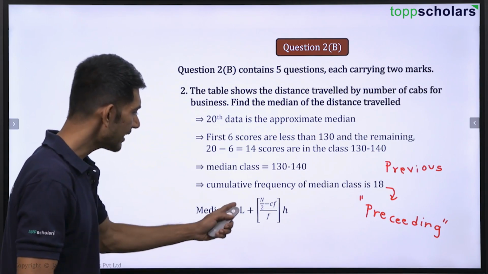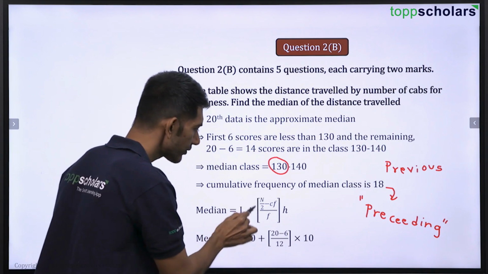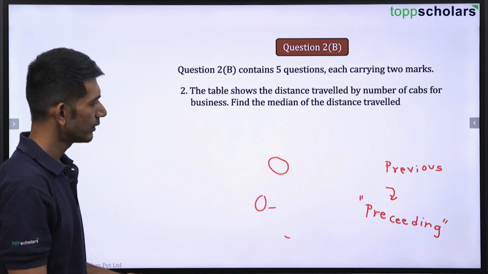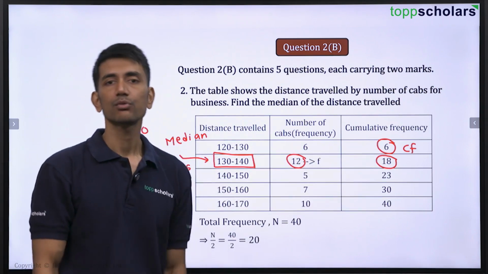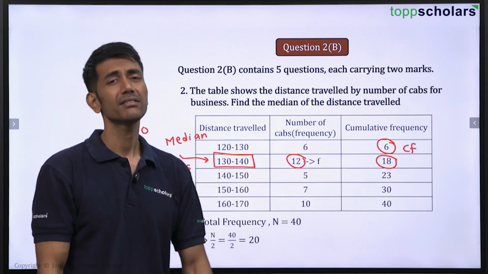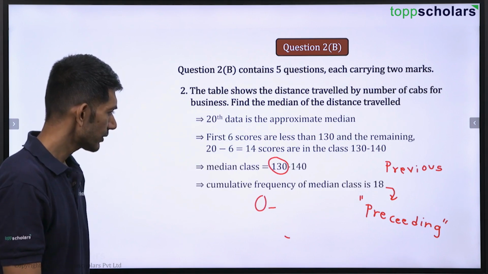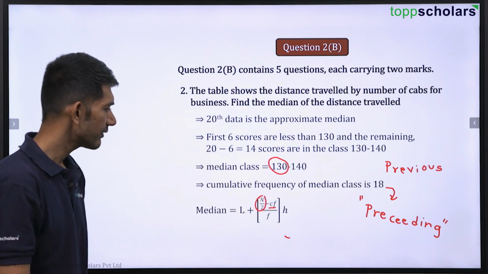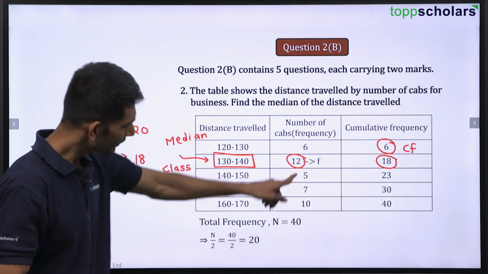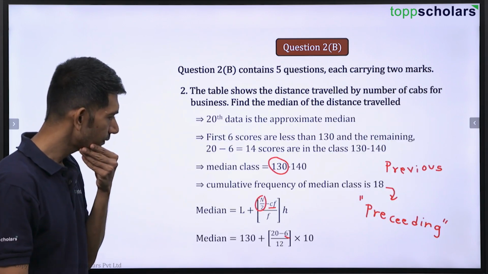So that is L. L is lower limit. N by 2. N by 2 is 20. See the CF. CF we did not take 18. CF we took the previous one. Here most of the children make their mistake. We have to take the previous CF, not the current CF. Okay, so let us put it there. So previous CF is 6. Frequency you take the same. Correct? And then put the values.